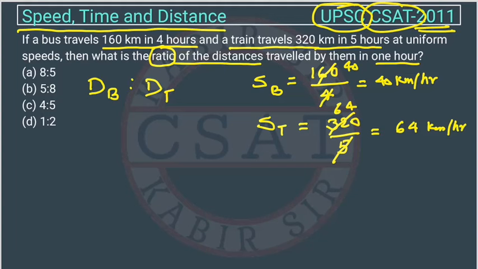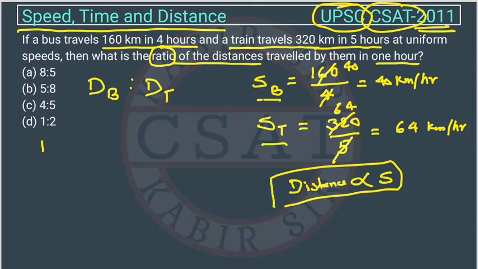So we have the speed of the bus and the train both, and we know that distance is proportional to speed if time is constant. So the ratio of speed will be equal to the ratio of distance. The ratio of speed of bus and train is equal to 40 and 64.